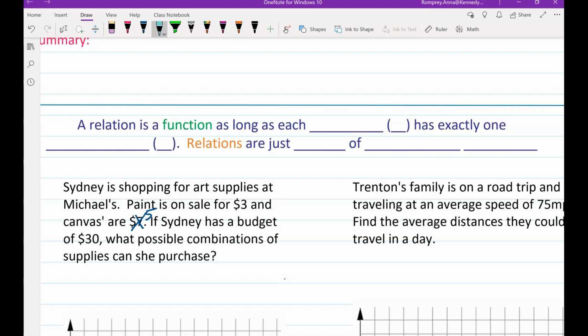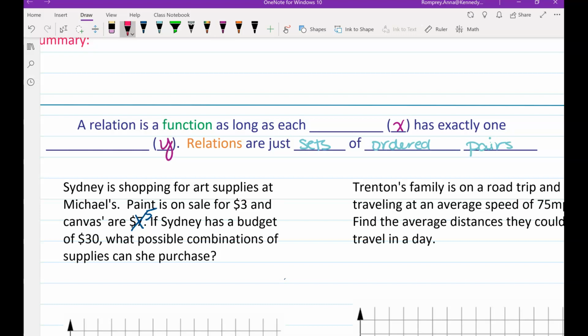So relations, they're just sets of ordered pairs. There's no rhyme or reason, there's no rules, it's just a bunch of x's and y's. So a bunch of ordered pairs. It could just be generic, it could be for a particular scenario. So the relation is just a group of ordered pairs. Now, again, no real rules here, as long as we have some sets of x's and y's. For it to be a function, each of those x's has to have exactly one y.